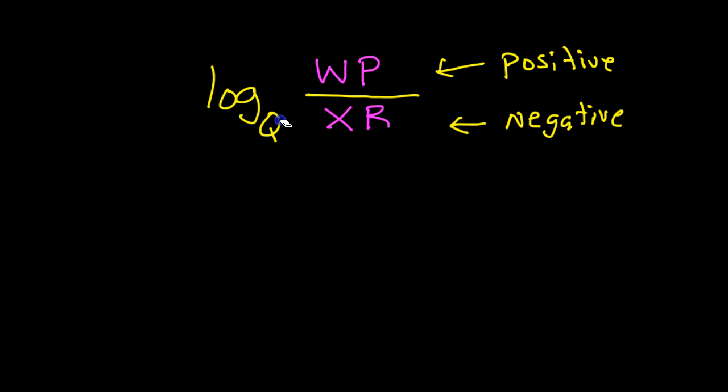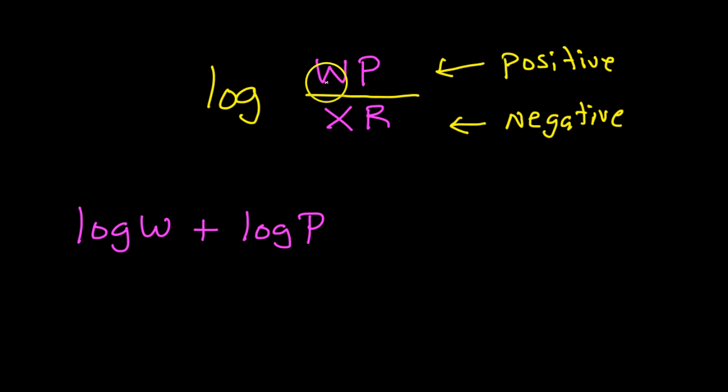All right, and I'm going to erase the Q just because I don't feel like writing Q over and over again. So that would give me log W, all right, that's positive because it's in the numerator, plus log P, all right, again, that's positive because the numerator. Now these 2 are in the denominator, so that would be minus log X minus log R, all right, those 2 are negative because they're in the denominator.